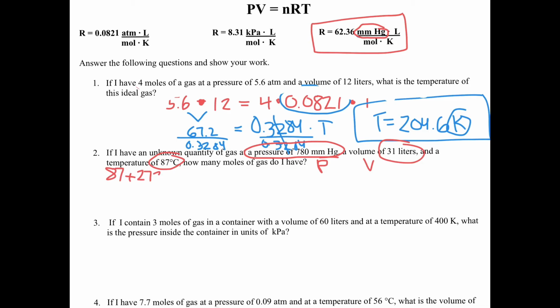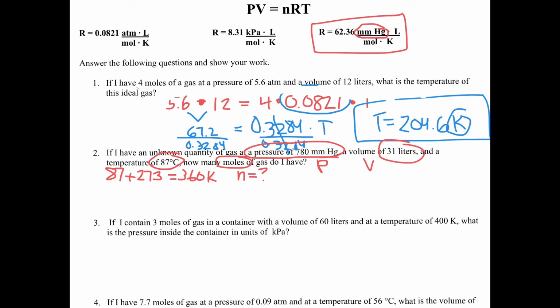Remember, 87 is in Celsius. We need all gas problems in Kelvin, so we're going to take 87 plus the 273, and that's going to give us 360 Kelvin. So we just want to know how many moles. And remember, moles is amount, which is the letter N. So that's our question. So I think we have everything we need to plug into this problem.